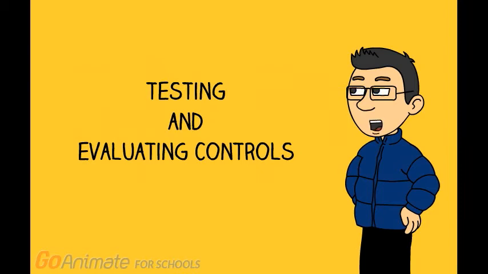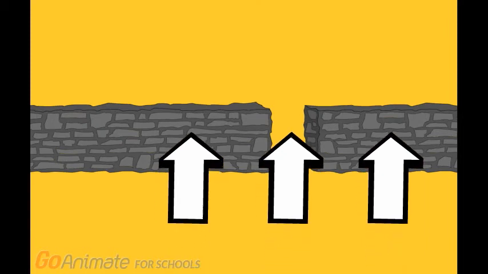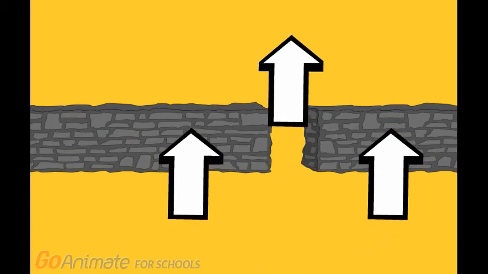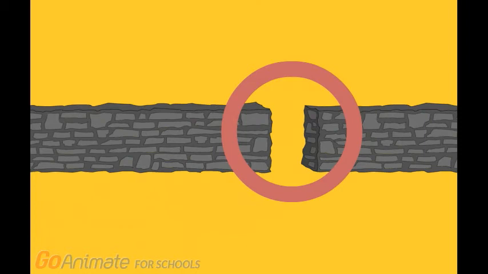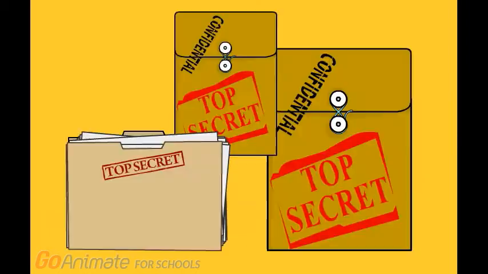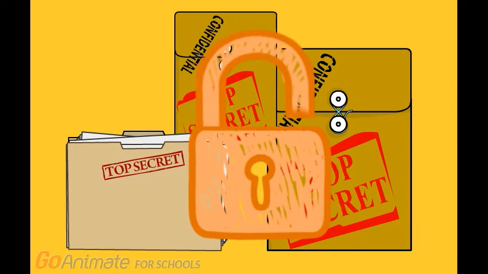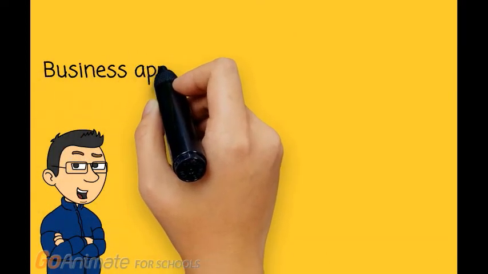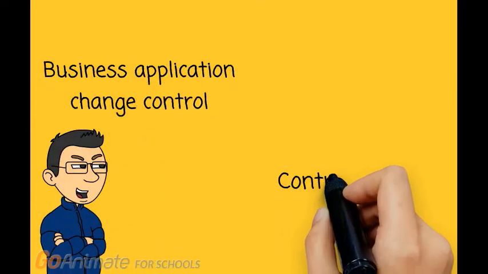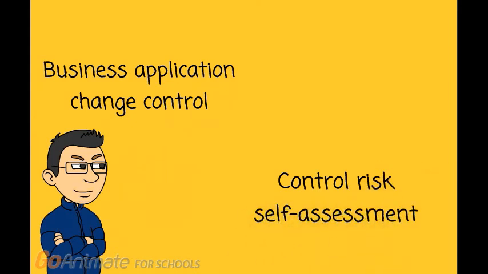The next process is to do testing and evaluating controls. There are different kinds of controls and here are some examples. The first control is a security assessment. Inside this control, auditors will do penetration testing and vulnerability analysis. The second control is the evaluation of management controls over encryption methodologies. The other 2 controls are business application change control and control risk self-assessment.